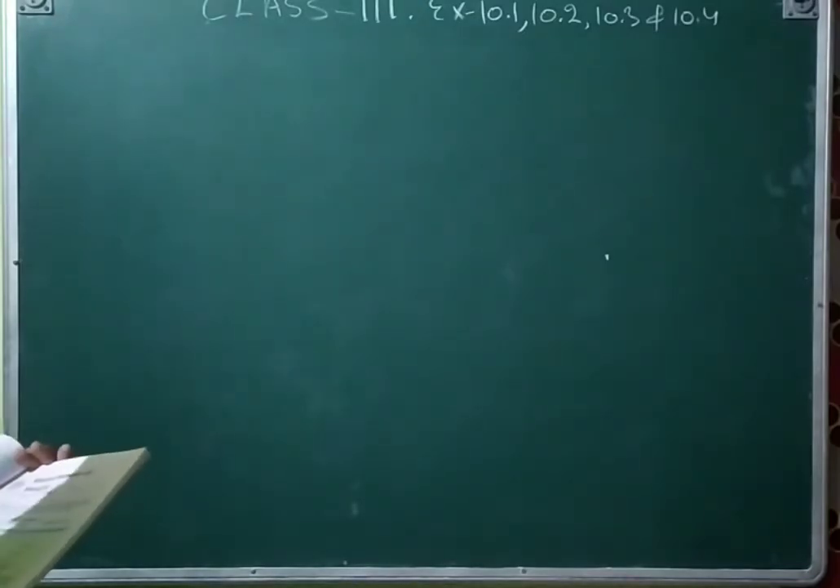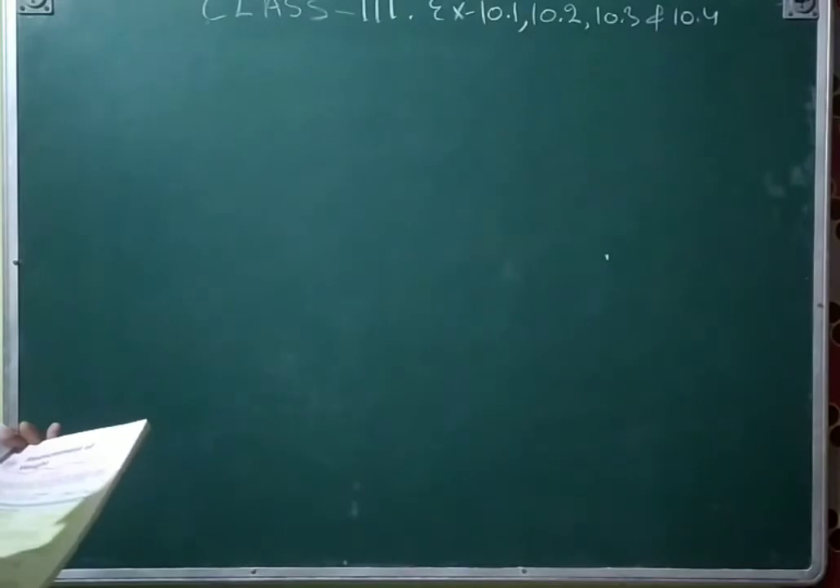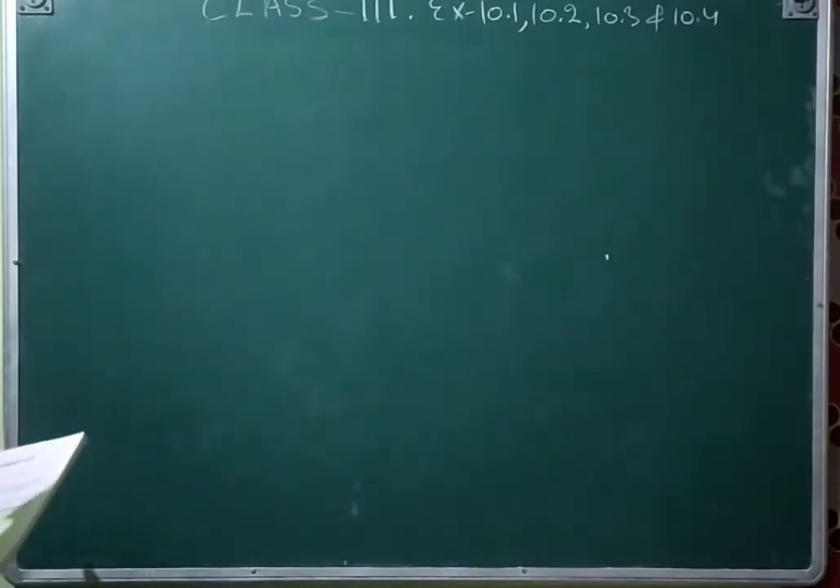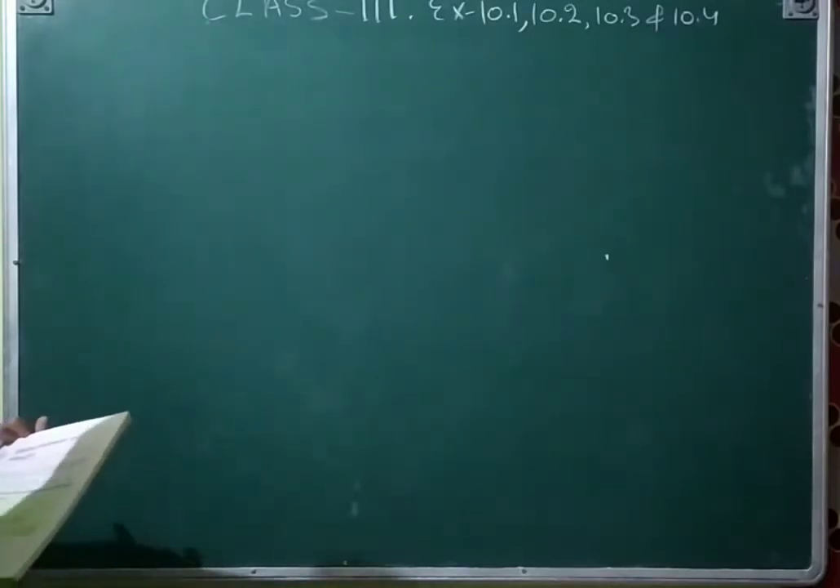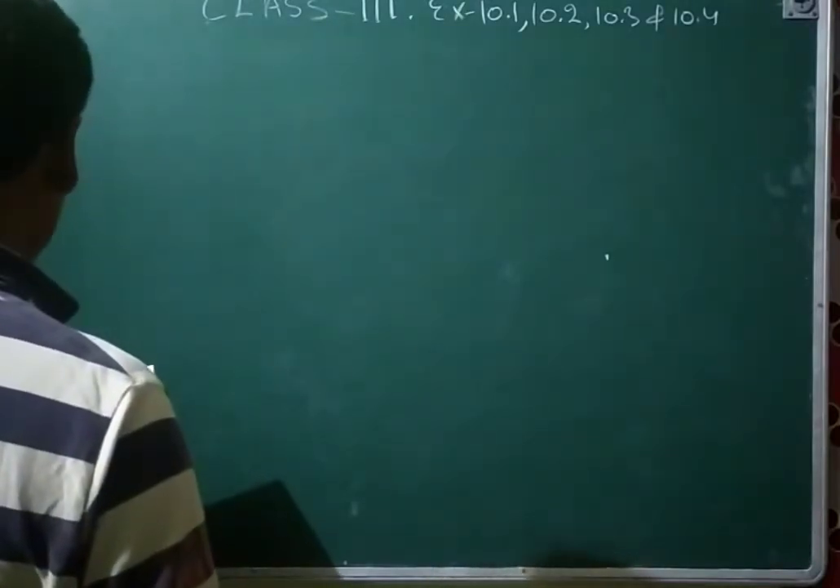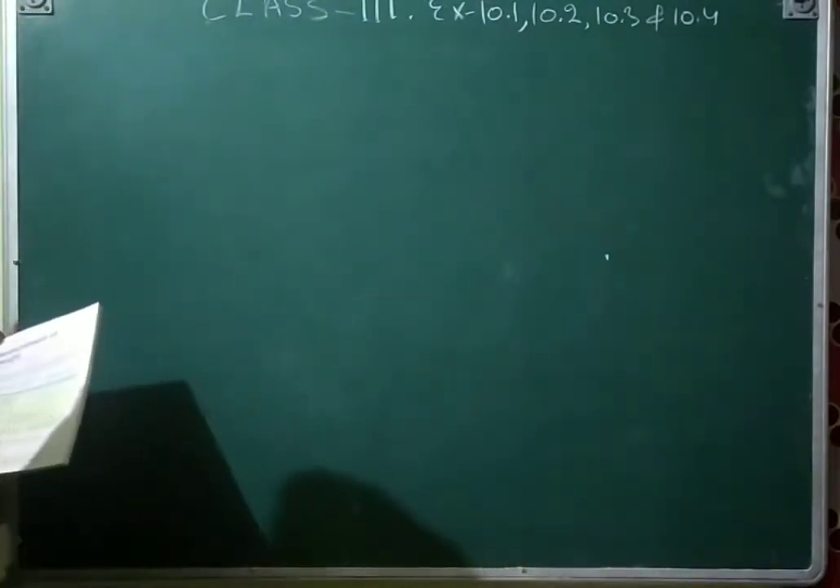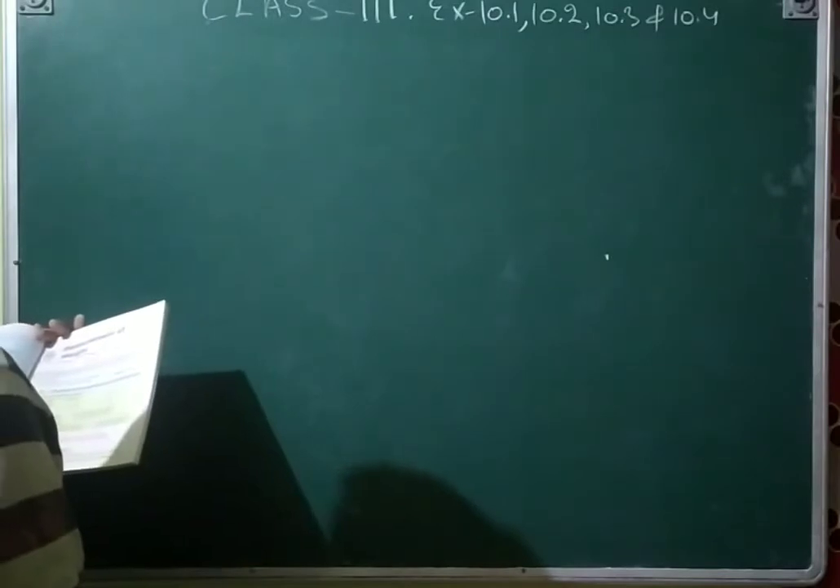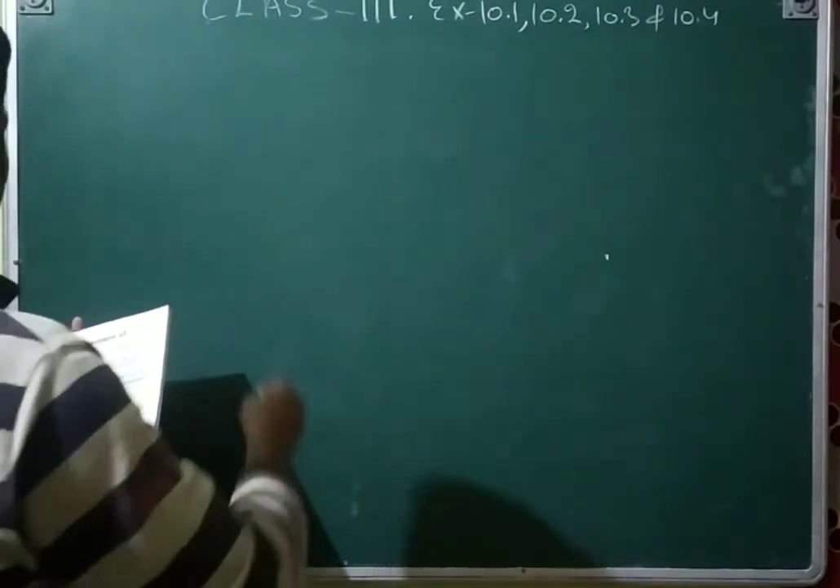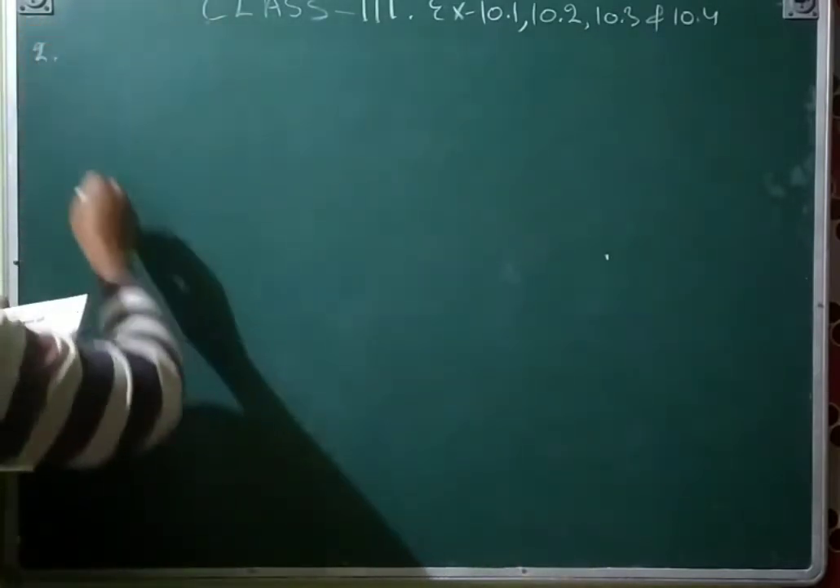Chapter 10, measurement of weight. Here we will see 10.1, 10.2, 10.3, 10.4. First is 10.1, MCQ. The first answer is A, the second answer is B. Then the second question: find the sum.